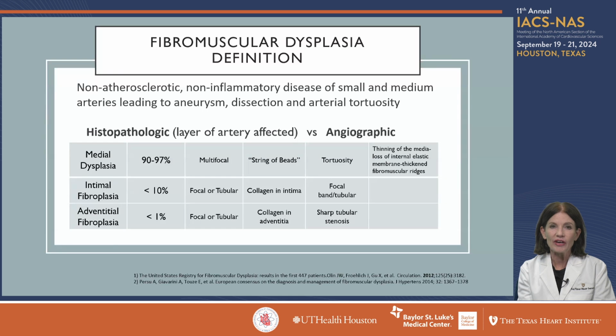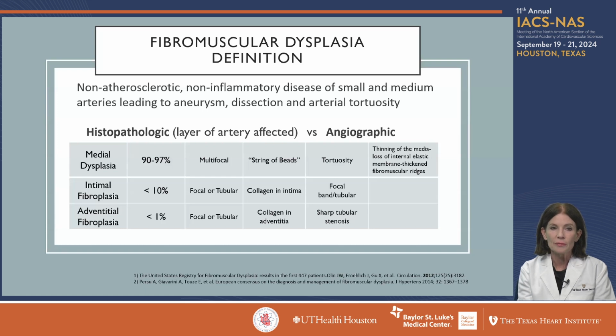So when we talk about fibromuscular dysplasia, we need to define it. It turns out it's non-atherosclerotic, it's not inflammatory, and it's a disease of the small and the medium arteries that leads to aneurysm, dissection, and importantly, arterial tortuosity.